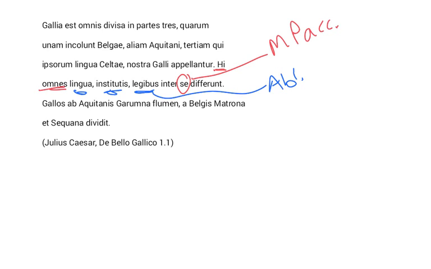So how do these groups differ among themselves? In three respects: in language, in customs, and in laws. Now an interesting question would be, how do institutis differ from legibus? Any standard lexicon will help you tease out some of those distinctions. Let's look at the final sentence.